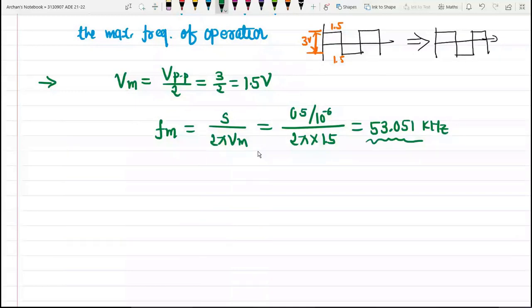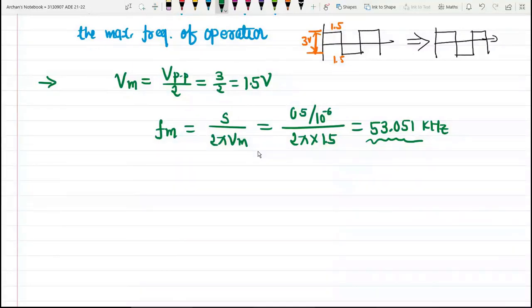If I increase the frequency to 54 kilohertz, then the effect of slew rate will be seen in the output voltage waveform. So our output voltage waveform will now get distorted. So this is what we are having.